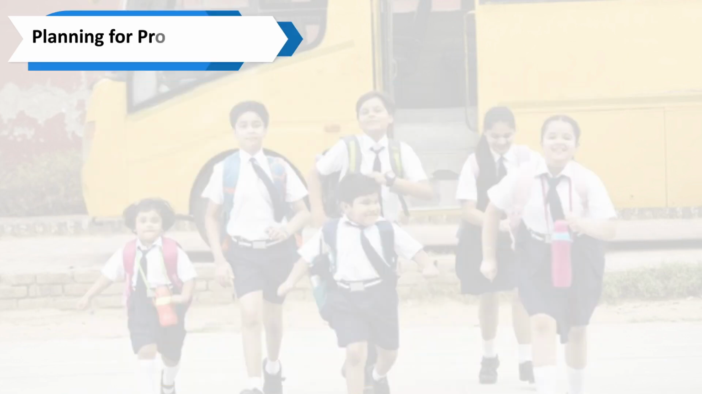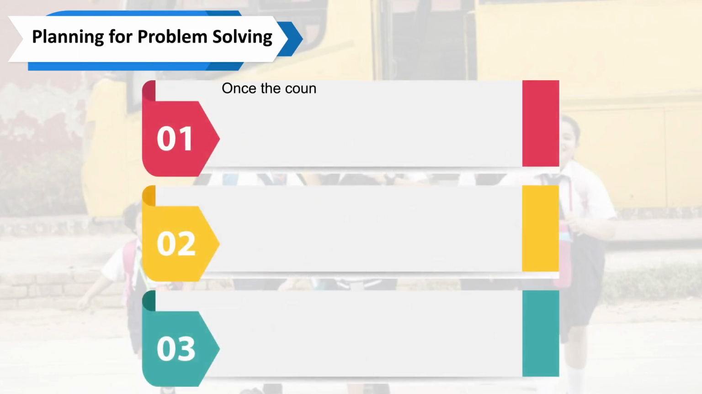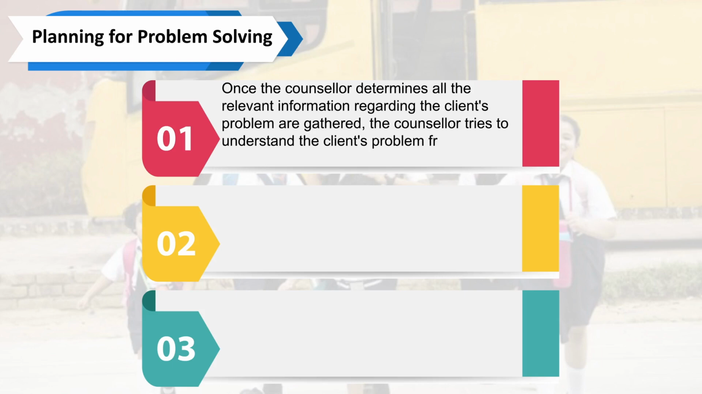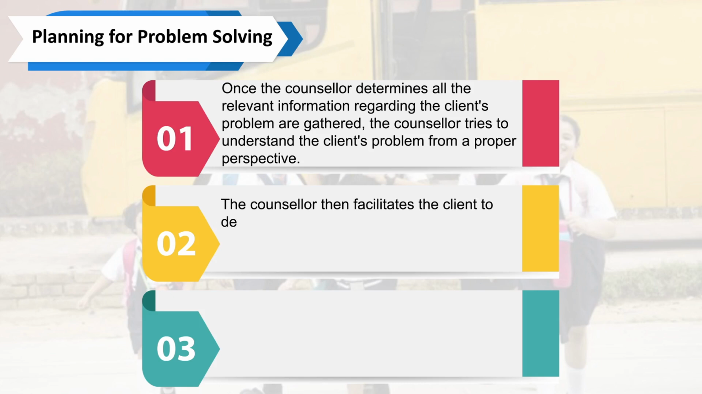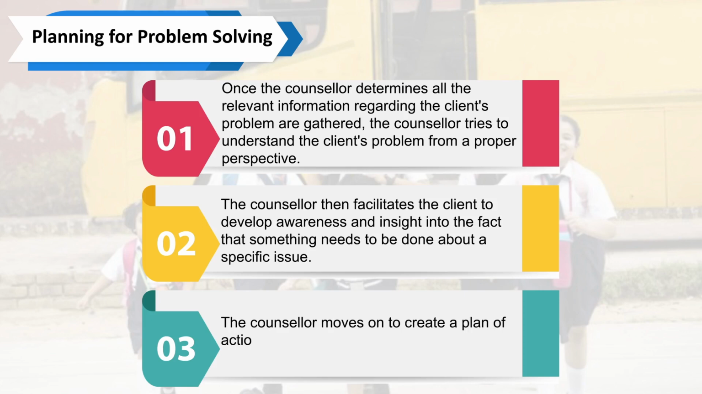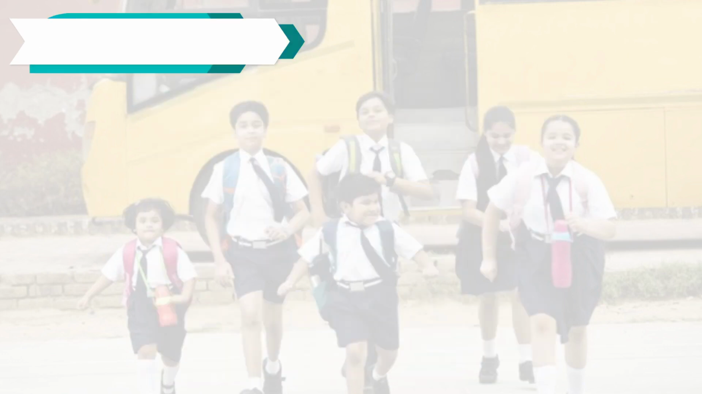Third stage, planning for problem solving. Once the counselor determines all the relevant information regarding the client's problem is gathered, the counselor tries to understand the client's problem from a proper perspective. The counselor then facilitates the client to develop awareness and insight into the fact that something needs to be done about a specific issue. The counselor moves on to create a plan of action in collaboration with the client to remediate the client's concern. Fourth stage, implementation and termination.